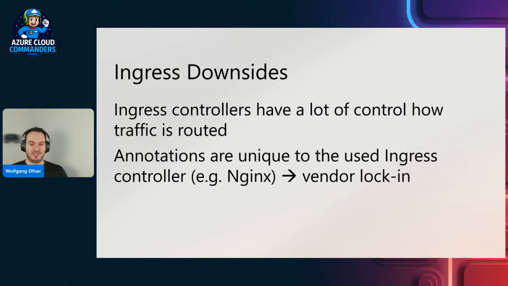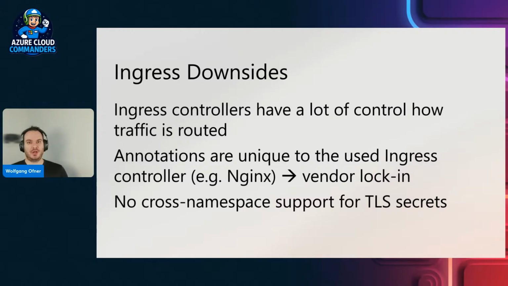Then, in my opinion, probably one of the biggest downsides is that Ingress uses annotations. This means you set annotations on your application and you tell it what to do or what Ingress to use. For example, if I'm using Nginx, I set on my application that my Ingress class is Nginx. And this makes it very difficult to change the ingress controller. This means I have kind of a vendor lock-in. And if I want to switch, let's say from Nginx to Traefik, I have to change probably all my applications and redeploy them.